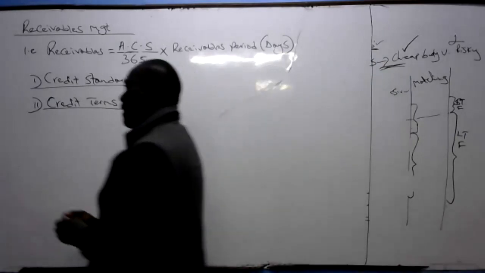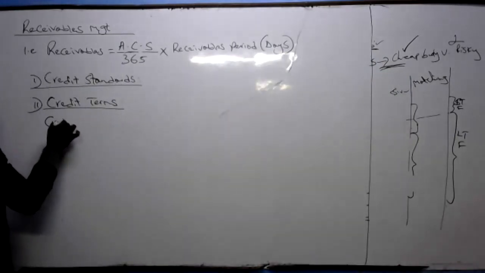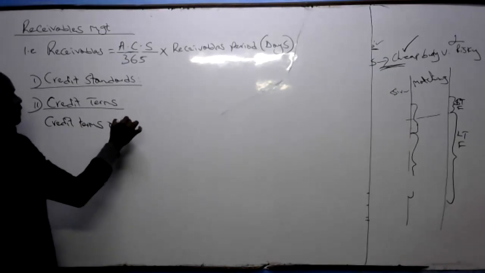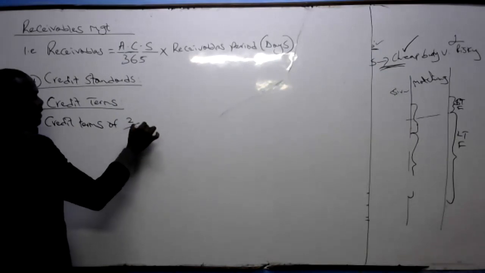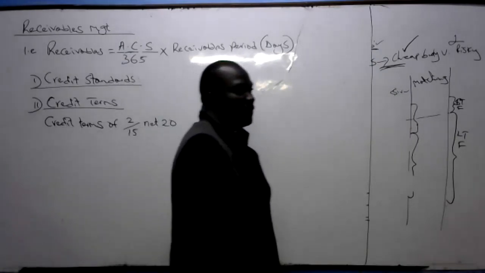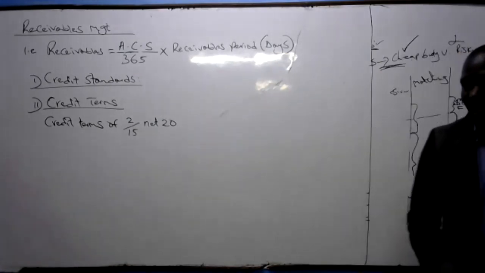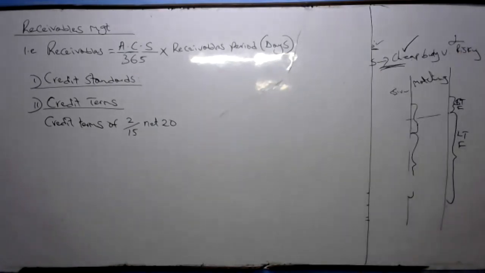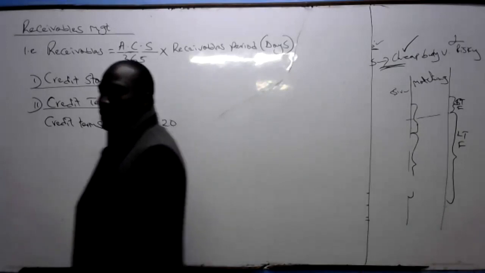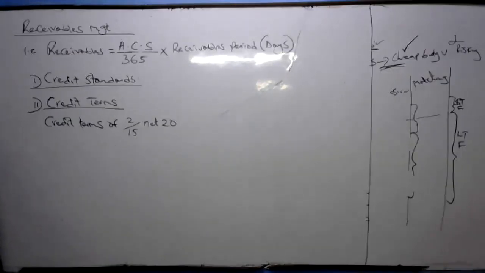So for example, credit terms, let's see if you did the calculation well. Credit terms of 2/15, net 20. Credit terms of 2 over 15 net 20. What does that mean? What does it mean? Shine where you can. We are almost closing and saying good night, a nice weekend.